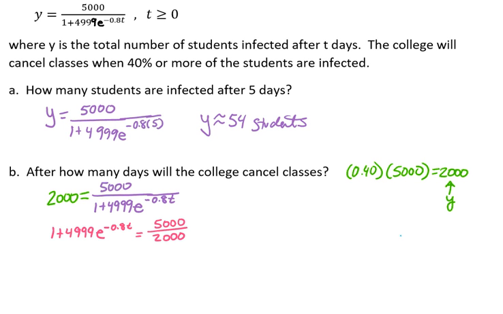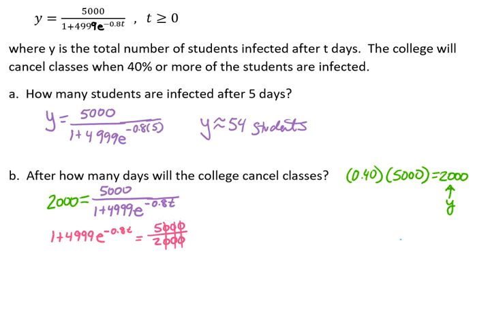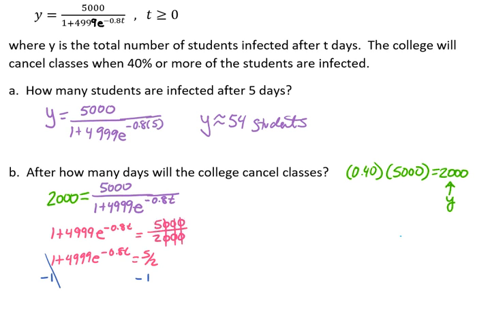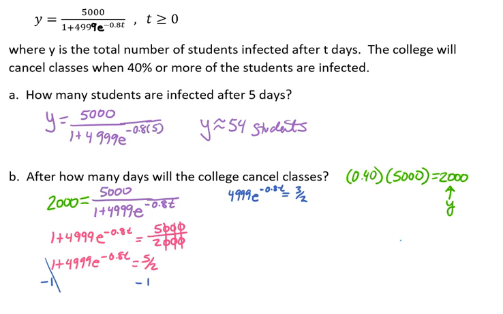We'll multiply both sides by our denominator and divide by the 2,000. That's going to give us 1 plus 4,999 times e raised to the negative 0.8 t equals 5,000 divided by 2,000. I can simplify this by taking out all those thousands, so I now make that a 5 over 2. Remember that we're trying to get the t by itself, so we need to move that 1. We'll do so by subtracting 1 from both sides, which gives us 4,999 times e raised to the negative 0.8 t equals 3 halves.